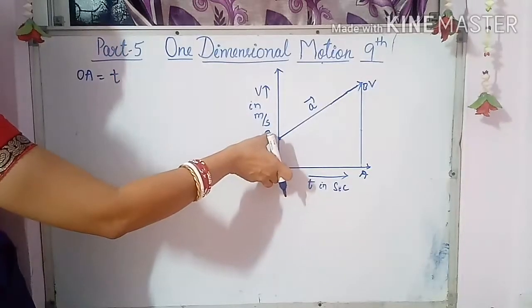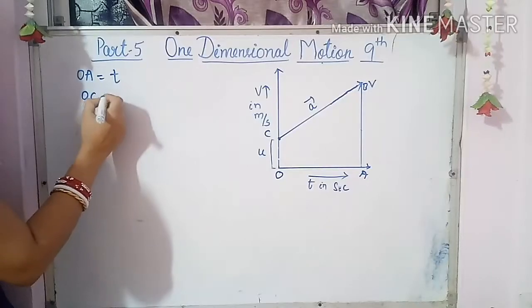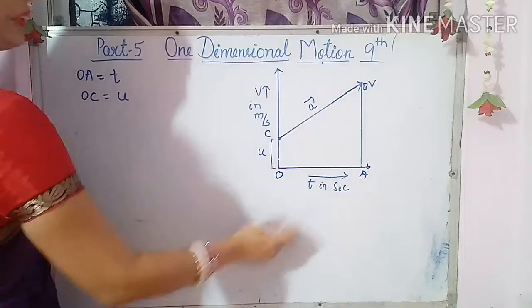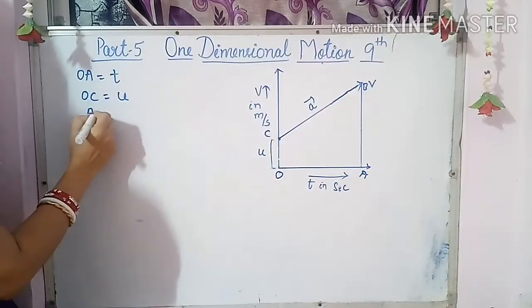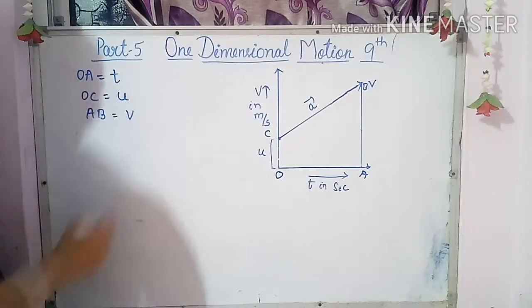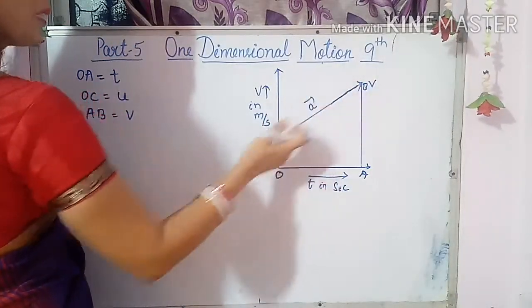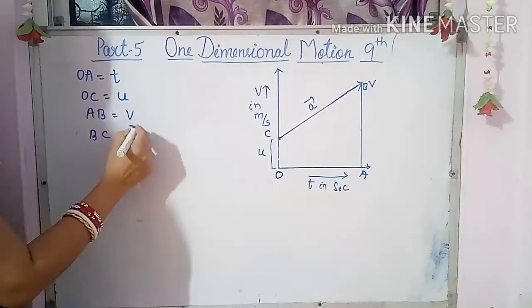That means the distance of OC is U. So OC you can take as U. Now the final velocity is V, which means you can take AB equal to V. And as you know, there is acceleration, which means BC equals A.